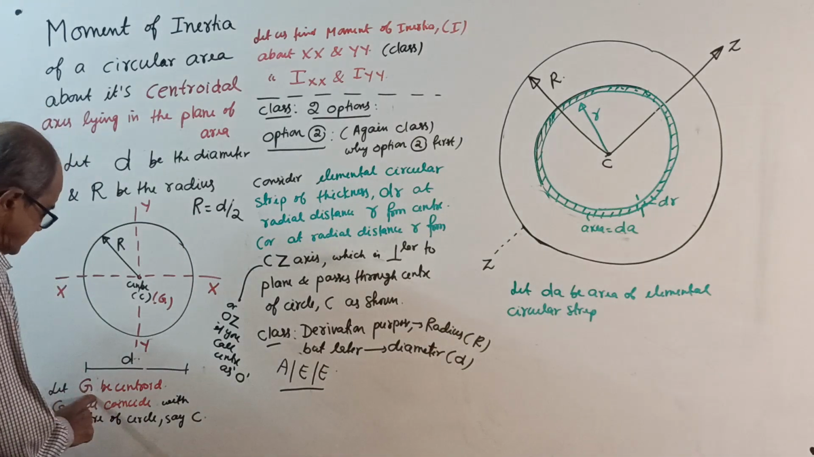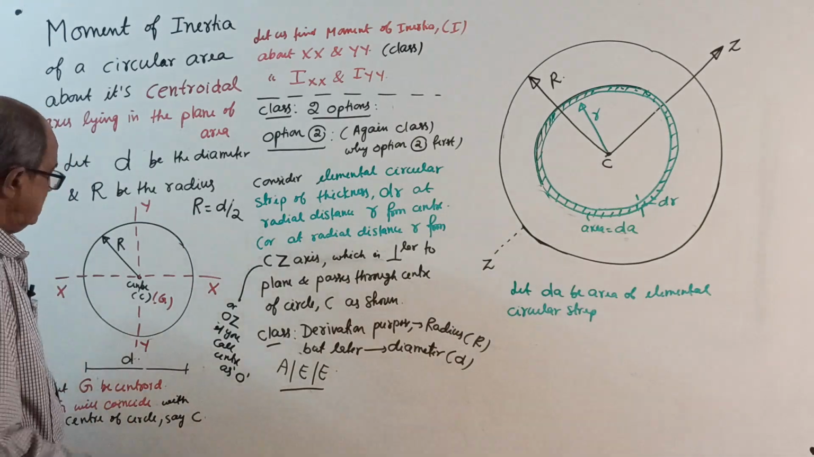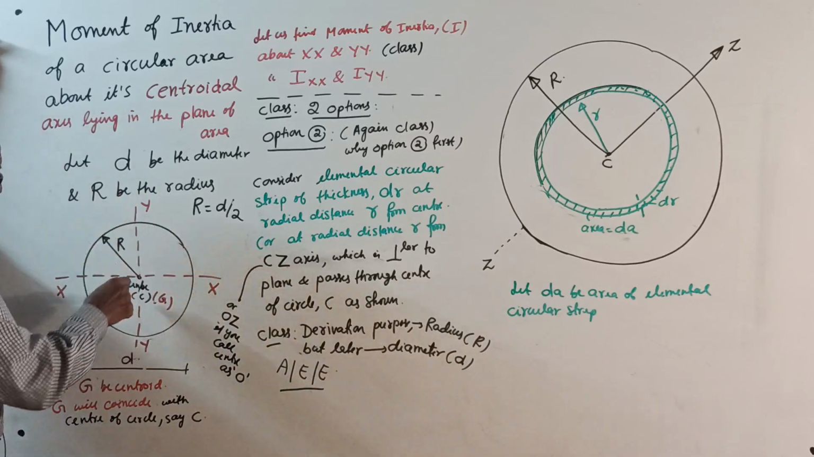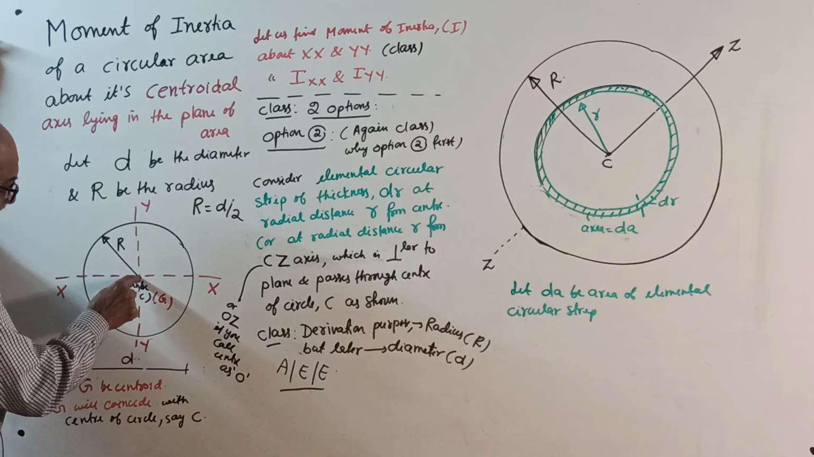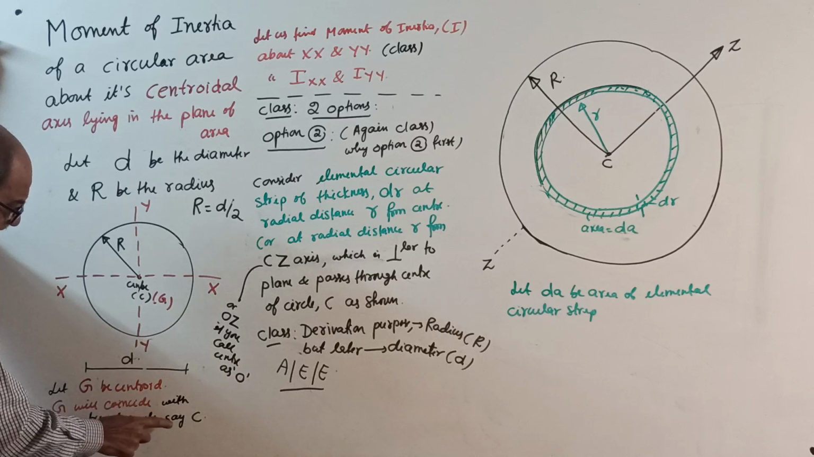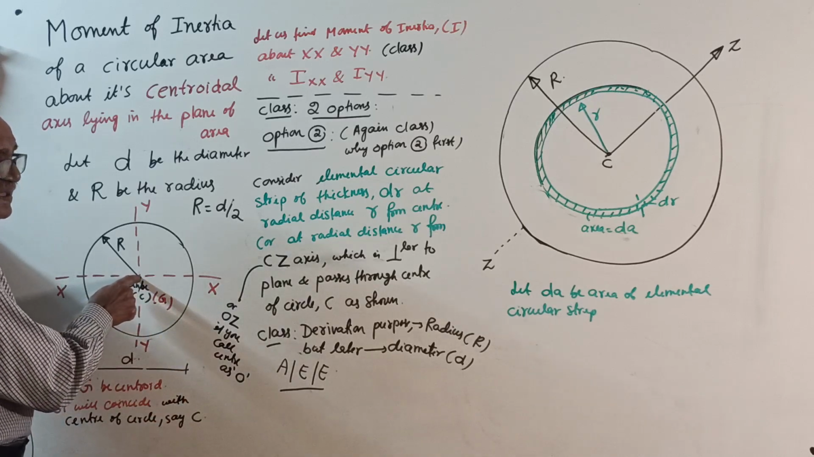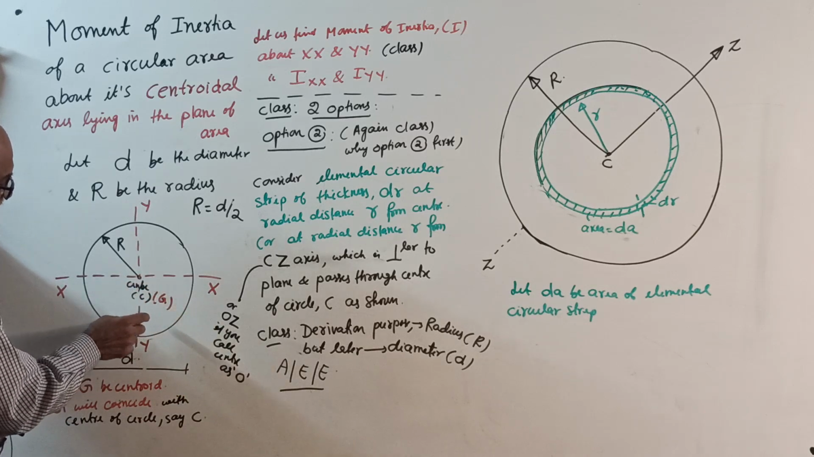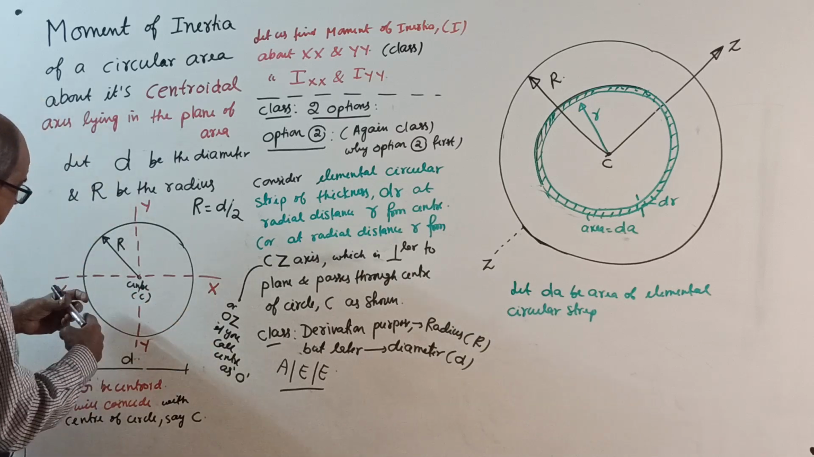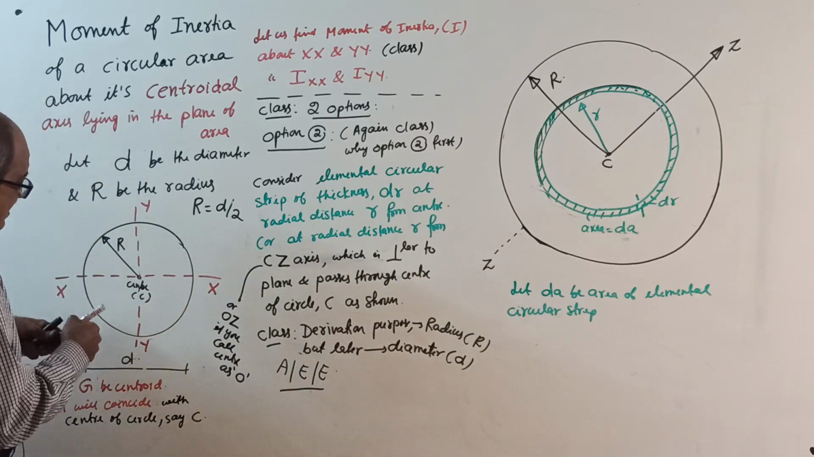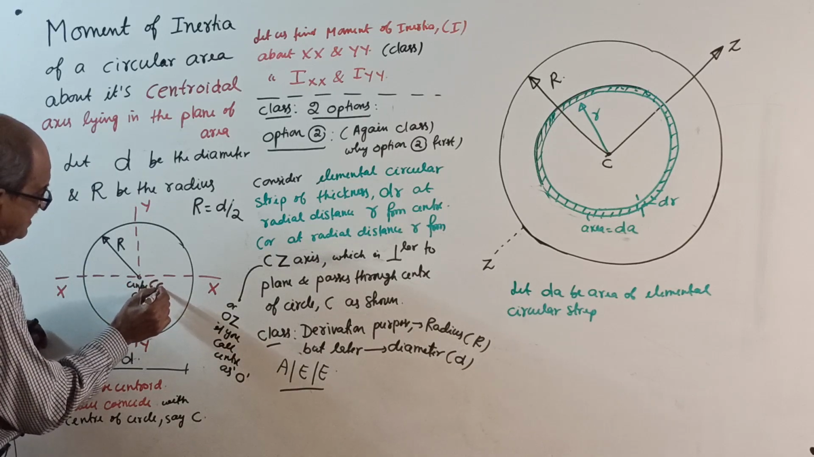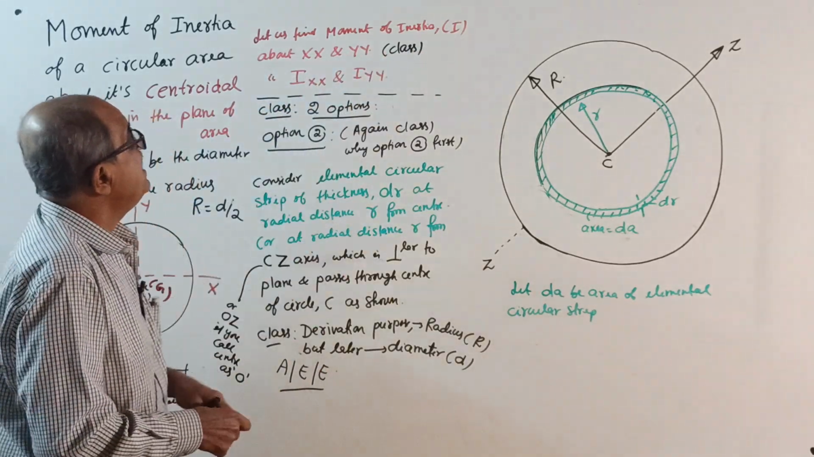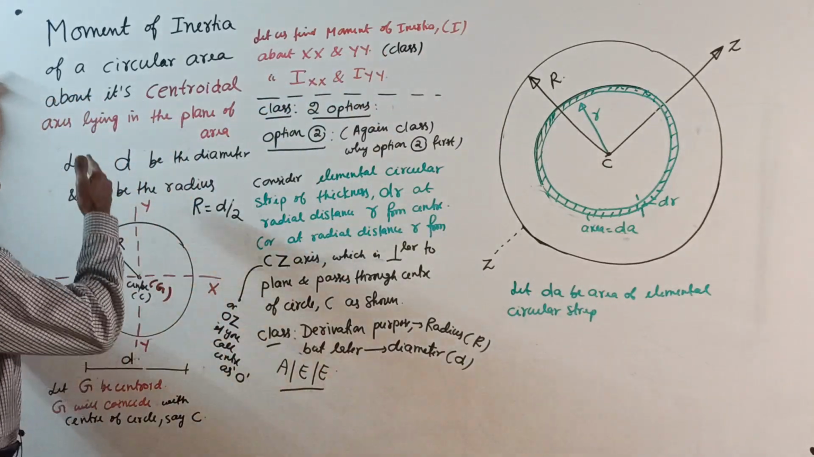Now, let G be centroid for circle. You already know for a circle, centroid G coincides with center of circle, say C. So, if I call this as center of circle C, the C and G both are same. See, this is C and also G. I already told it earlier. Okay, centroid G. Let us find moment of inertia I about XX and YY.